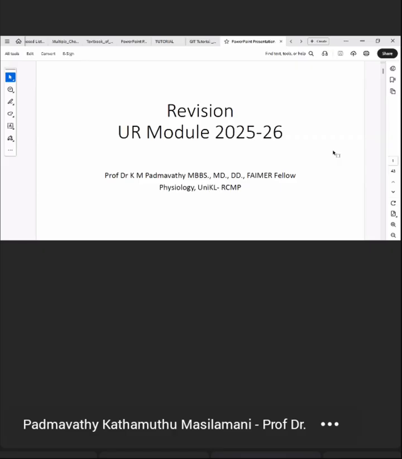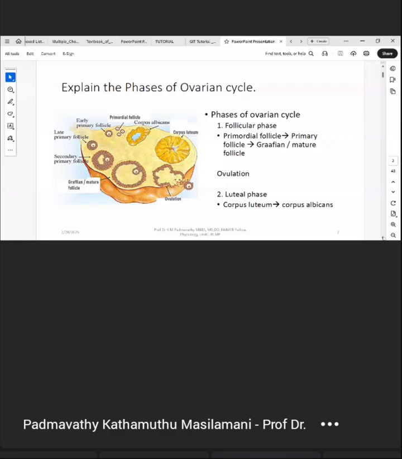I'll go for the UR module. So urinary and reproduction, the UR module. I start with the female reproduction. The female reproduction includes the ovarian cycle and the endometrial cycle. Please don't interchange the terms. The ovarian cycle is the changes happening in the ovary.